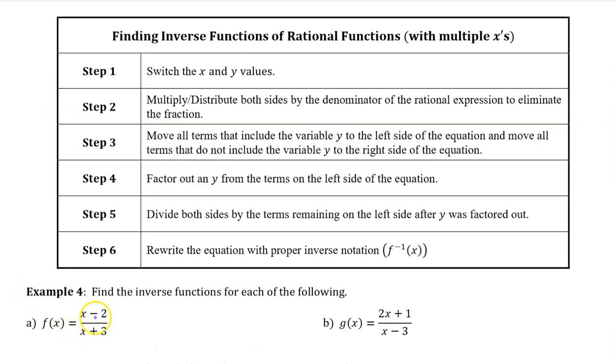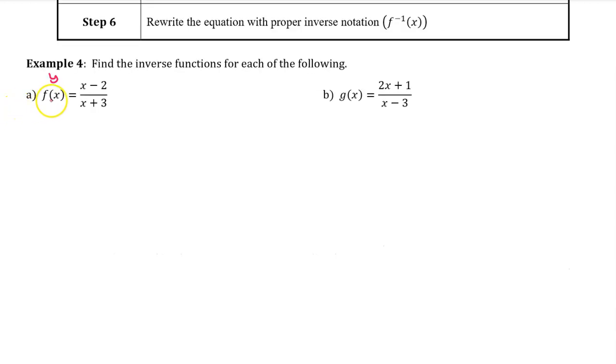Rational functions look like fractions because they are the ratio of two polynomials. Here are the steps for finding the inverse functions of rational functions. Pause the screen to take notes. Remembering that f of x is another name for y, the first step is to switch x and y.